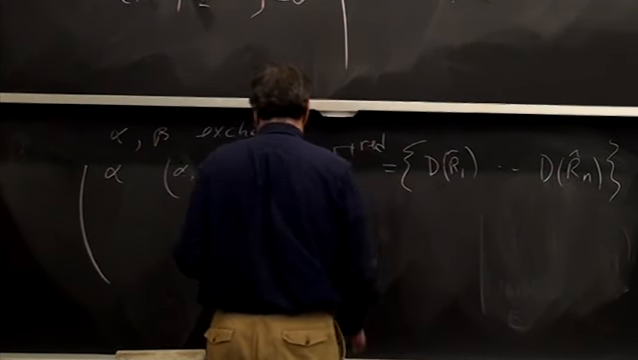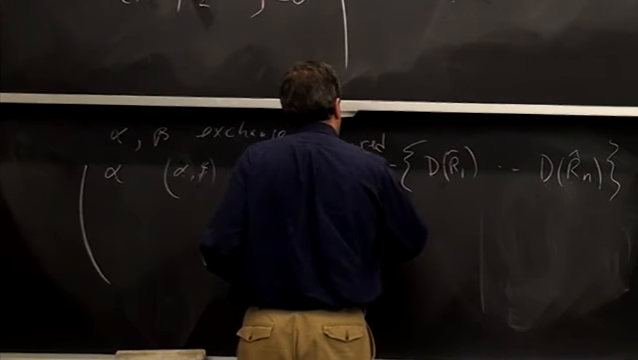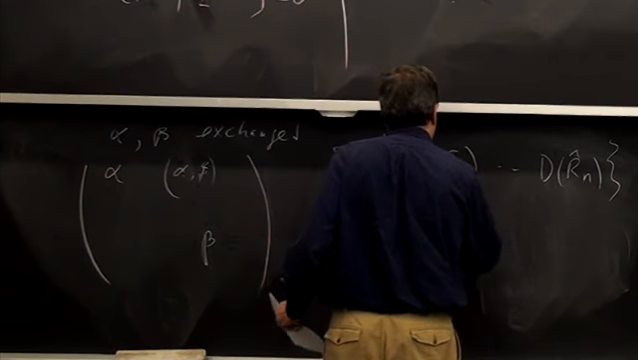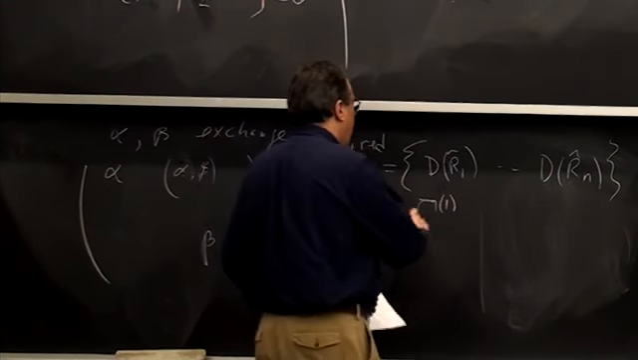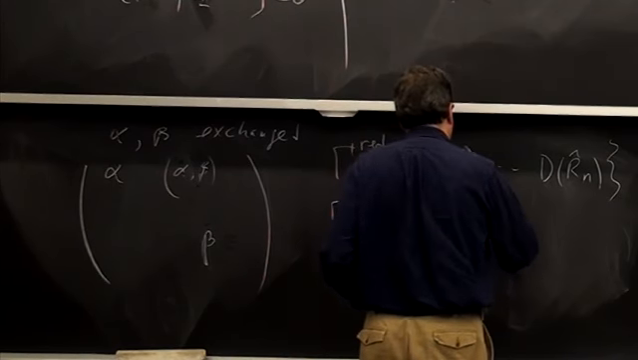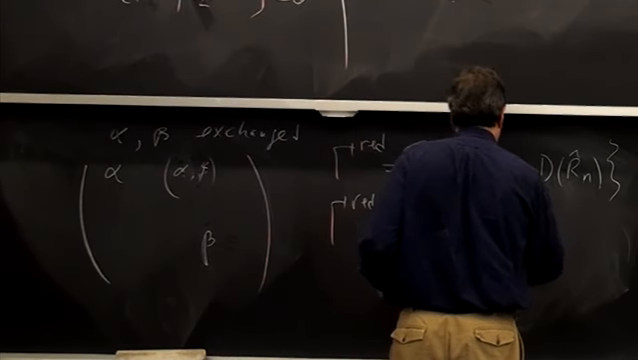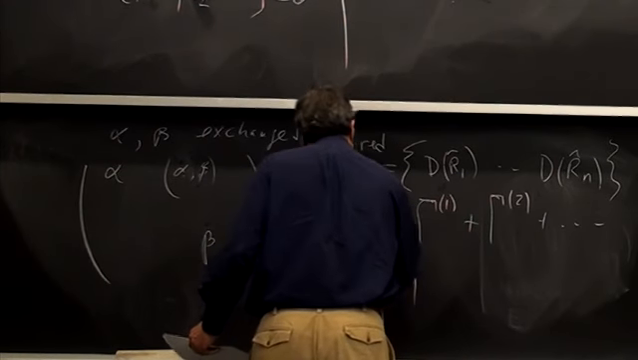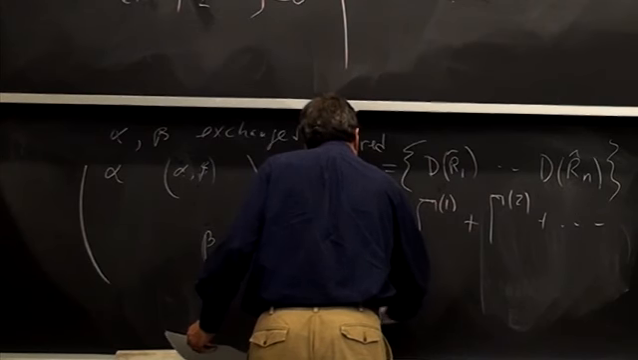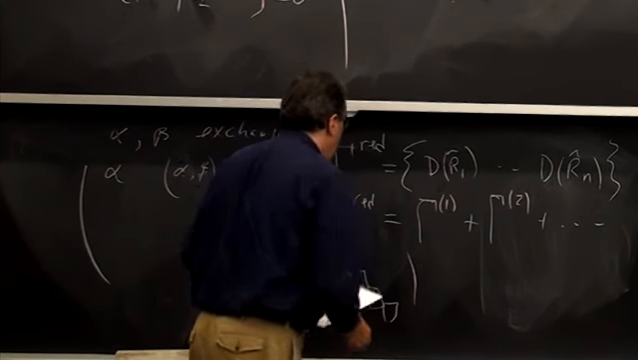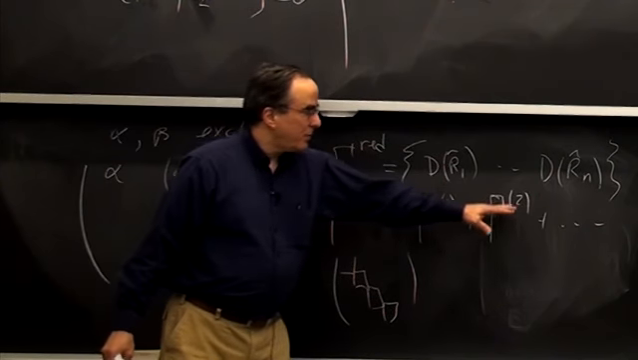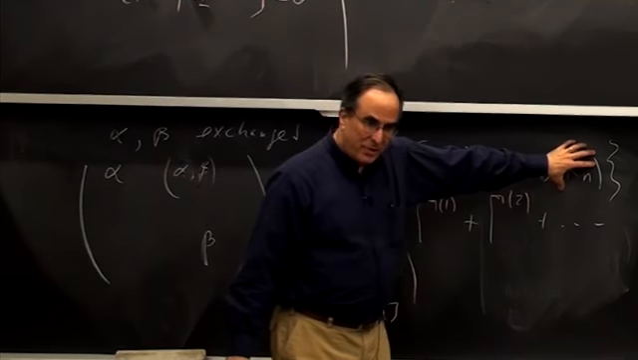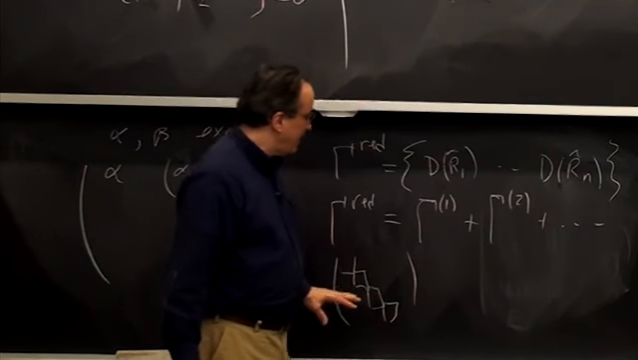Now, we can write this reducible matrix as a sum of what we call irreducible representations, which just corresponds to basically block diagonalizing all of the transformations. So each one of these matrices gets block diagonalized in exactly the same way.